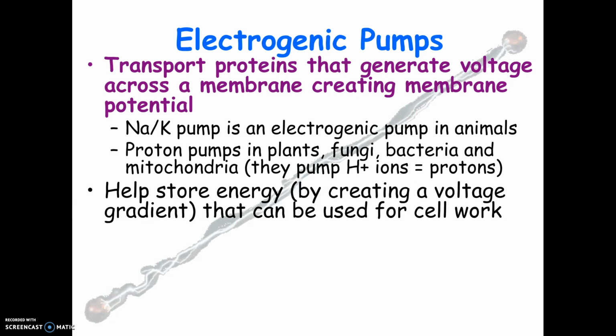Again, by creating this gradient, it actually creates a setup. It's sort of a potential energy setup that then, when gated channels open, it can cause these chain reactions that I mentioned before. So again, 3 vocabulary words there: electrochemical gradient, membrane potential, and then electrogenic pumps.